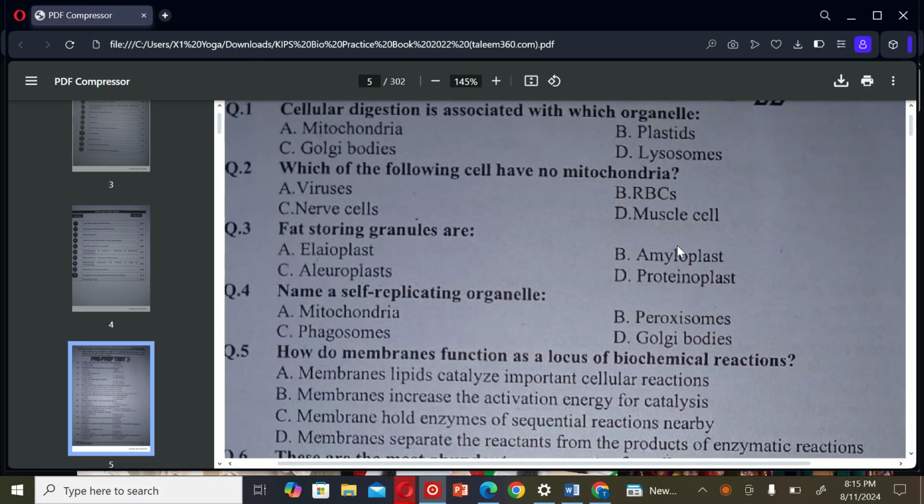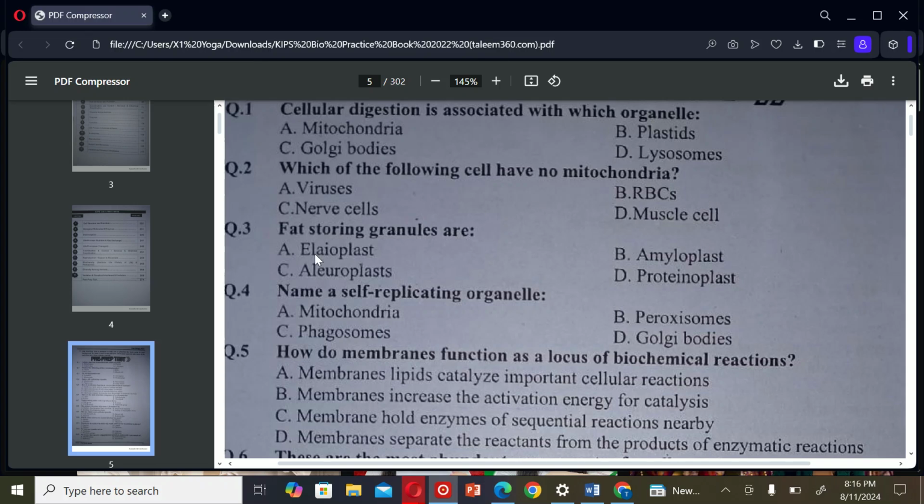Let's get started. The first MCQ is: cellular digestion is associated with which organelle? A. Mitochondria, B. Plastids, C. Golgi bodies, and D. Lysosomes. The correct option is D. Lysosome. The next MCQ is: which of the following cells have no mitochondria? A. Platelets, B. RBC, C. Nerve cells, and D. Muscle cells. The correct option is B.